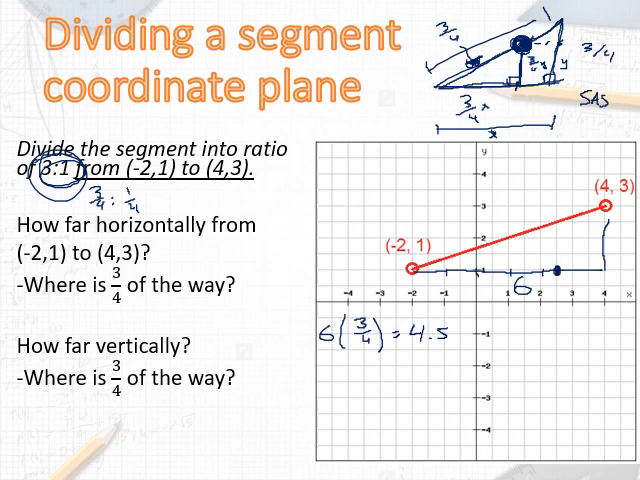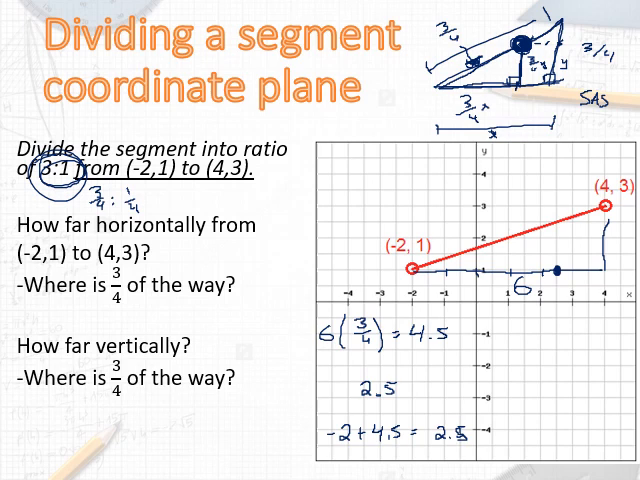So this is going to be my new x coordinate, which looks like it's 2.5. Another way to think of it would have been -2 plus 4.5 because we're moving to the right, and that would have been 2.5. So you can do this mathematically or you can count boxes, it doesn't really matter.